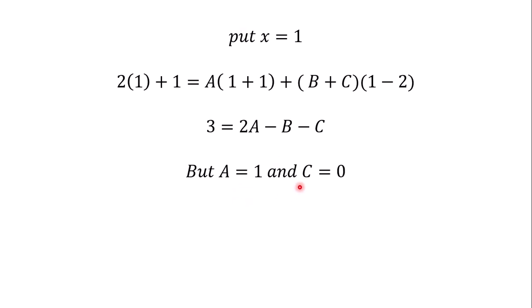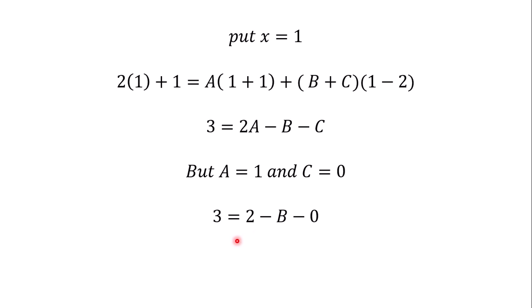So a is equal to 1 and then c is equal to 0. So let's replace c with 0 and then replace a with this 1 here. Now 3 is equal to, when we do that, 2 by 1 will give us 2, and then when we replace c with 0, this is how it's going to look. So 3 is equal to 2 minus b minus 0. Now minus 0 will not do us any good, so we just ignore it.